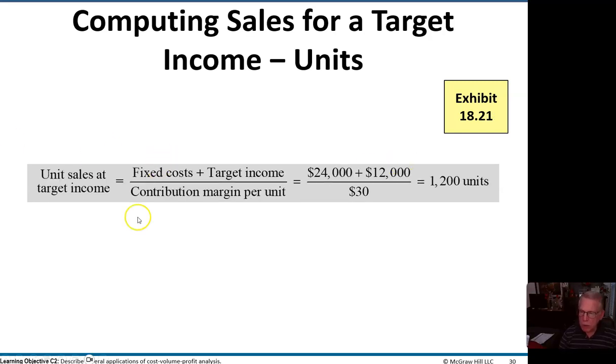Now we can do the same thing with units. Here's our unit sales at target income, and that's going to be the fixed costs divided by the contribution margin per unit. And we're going to add the target income to the fixed cost like we did before. And we're going to divide the sum of $24,000 and $12,000 by the $30 contribution margin per unit. That will generate a 1,200 unit requirement to sell if we want to make $12,000 in targeted income.